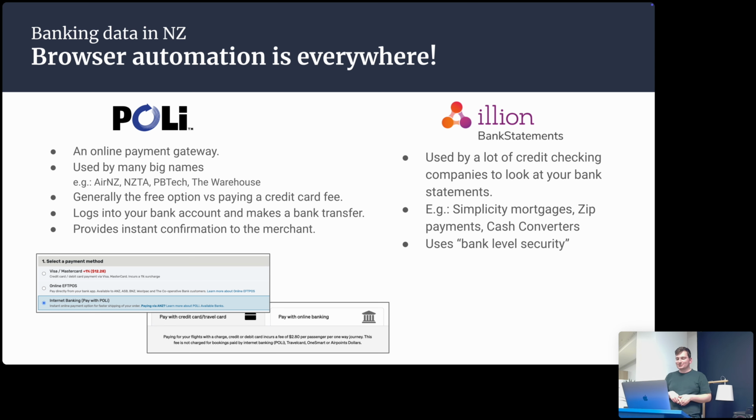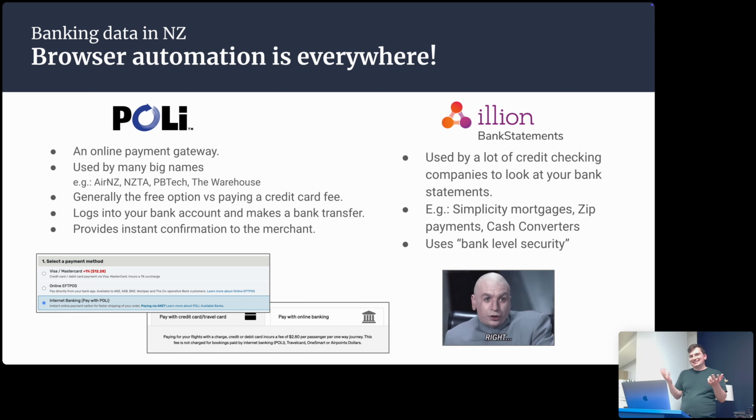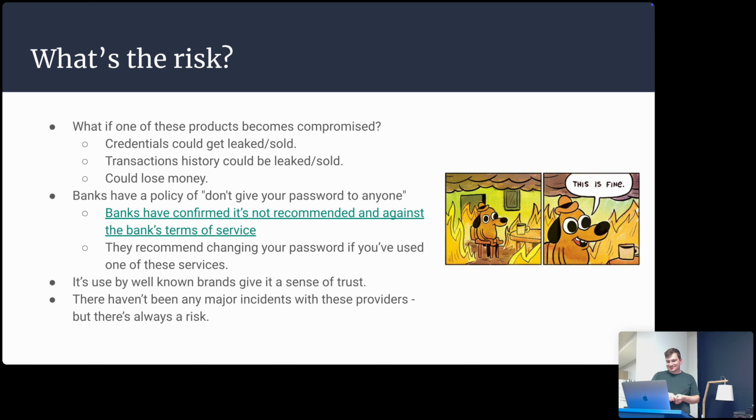But hey, they do use bank level security, which is like, I don't know what that means. I think it's probably just that they use TLS like the bank, but it's like, well, I'd hope every website would use some sort of encryption in transit. But I don't know. I always find it funny when companies say bank level security. So yeah, I guess the question is, what's the risk? What's the problem with this?